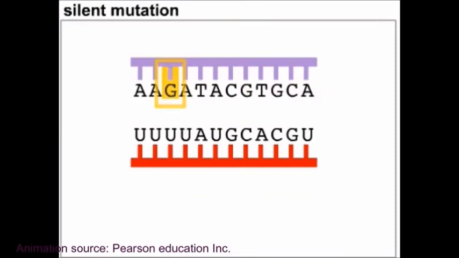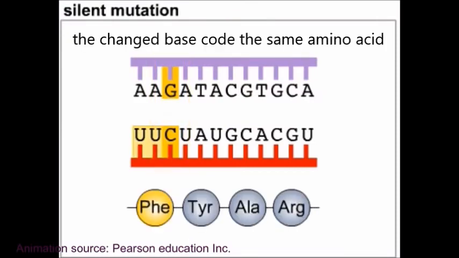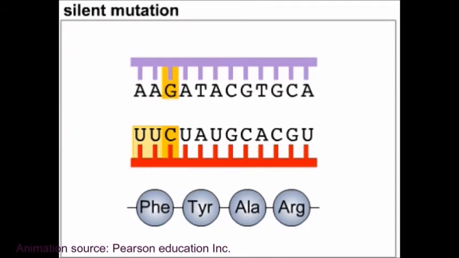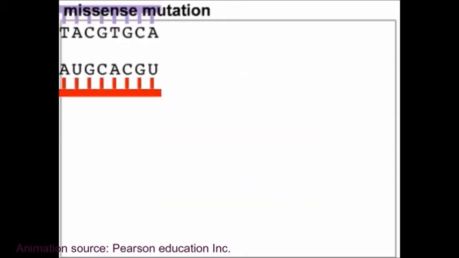If the base substitution produces no change in the amino acid sequence of the resulting protein, it is a silent mutation. Due to the redundant nature of the genetic code, around 1/3 of all substitutions lead to silent mutations. Since there is no change in the amino acid sequence of the protein, silent mutations affect the genotype of the organism but not the phenotype. Next is the missense mutation.